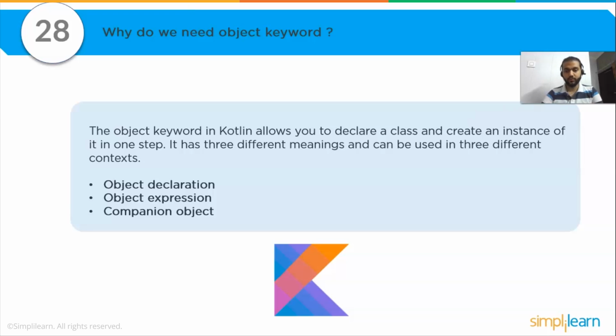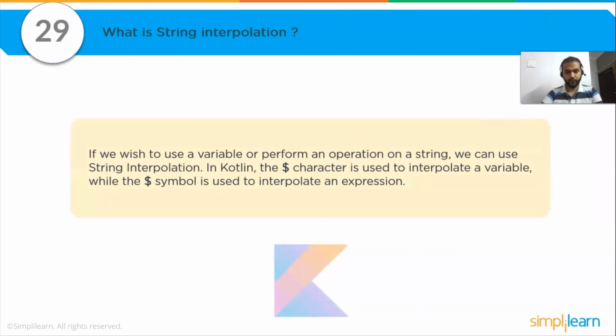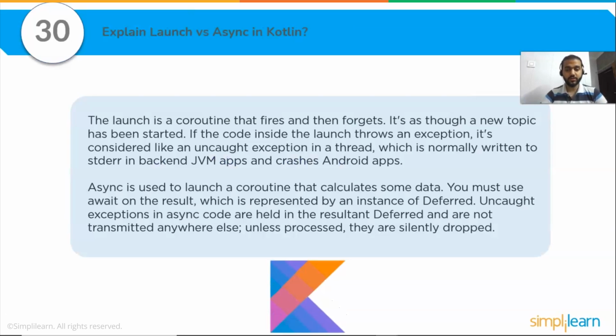So now coming to the second last question, which is, what is the difference between launch and async? So let's start with the launch. So launch is a coroutine that fires and then forgets. It's as though a new thread has been started. If the code inside the launch throws an exception, it's considered like an uncaught exception in a thread, which is normally written to stderr in backend JVM apps and crashes Android apps.